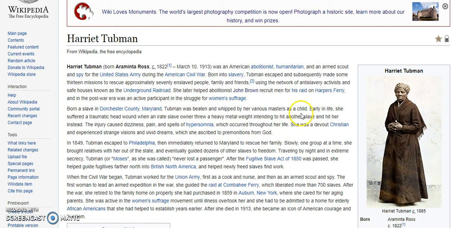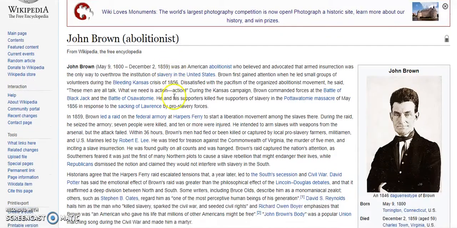So I think this is a great one to look at the conflict between the escaped slaves and the slave catchers, but then the compromise on the Underground Railroad to get these people to safety. So there's a lot of different topics with Harriet Tubman that could be kind of different and kind of cool.